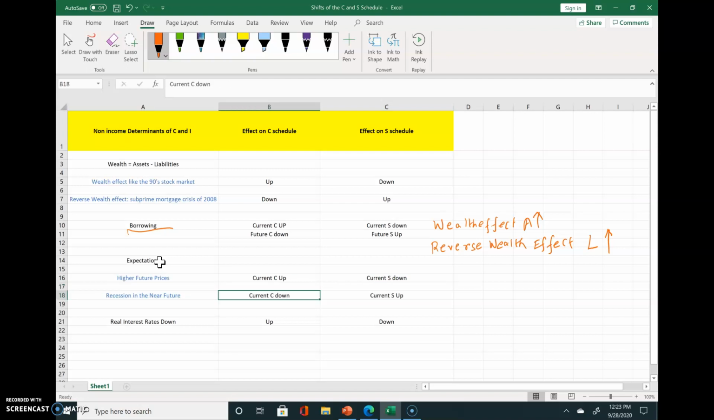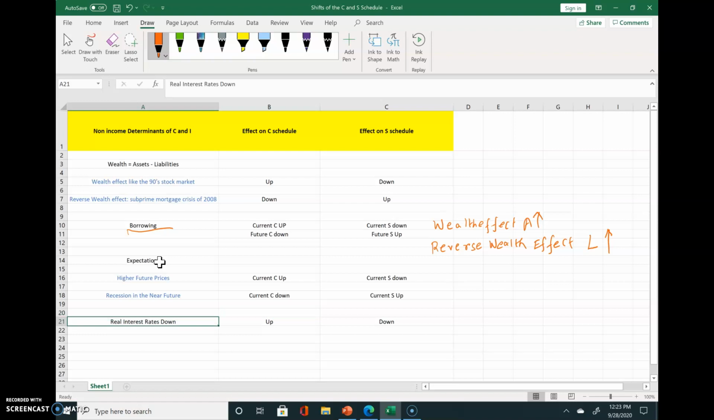How about people's expectation of real gross domestic product going down or a recession in the future? So a recession means lower income and higher unemployment. If households expect a recession in the future, current consumption will go down and current savings will go up.